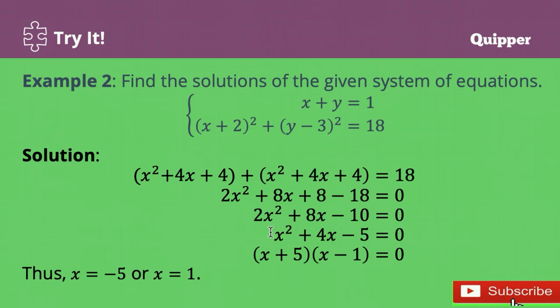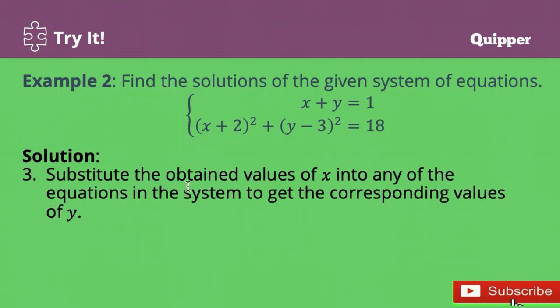And factoring x squared plus 4x minus 5, we have (x plus 5) and (x minus 1). And applying the zero product property, the value of x is negative 5 and positive 1. Now we have two values of x. Therefore, it means that there are 2 points of intersection, and the line that is intersecting the circle is a secant line. Now we will find the values of y if the values of x are negative 5 and 1.